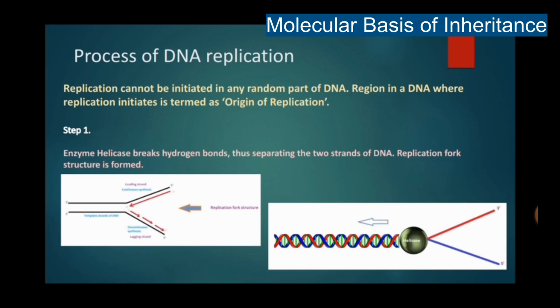They are also anti-parallel to each other. Suppose the red strand has 5 prime to 3 prime in this direction. So blue will have 3 prime to 5 prime.